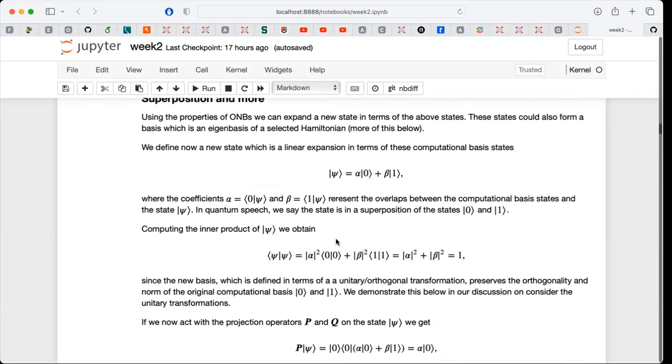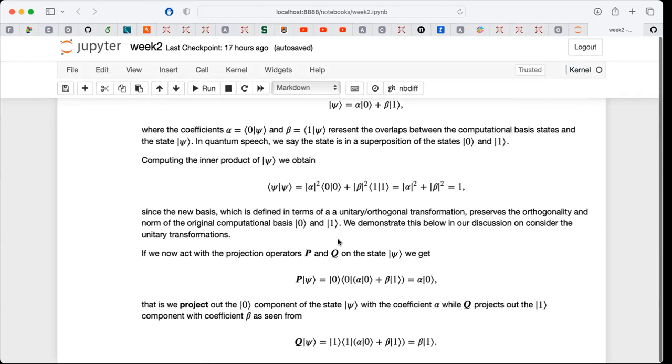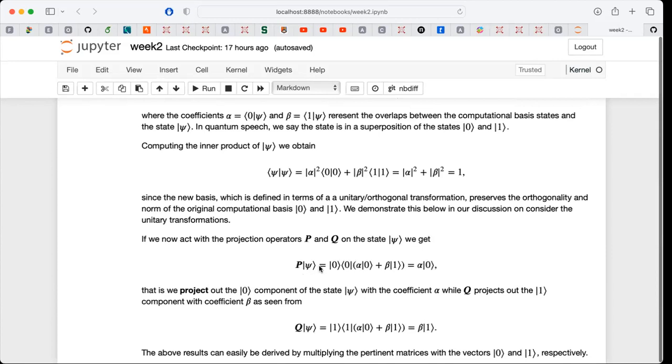The things which we went through last time also included the action of these operators, P, on this specific state psi. And we see that P, being a projection operator, projects out the specific component alpha.